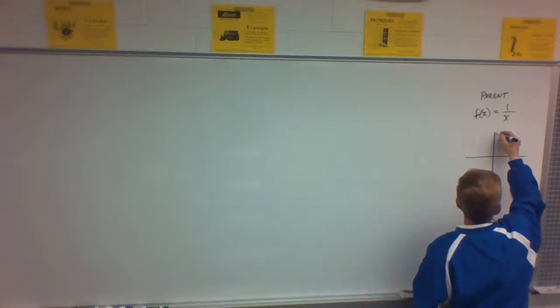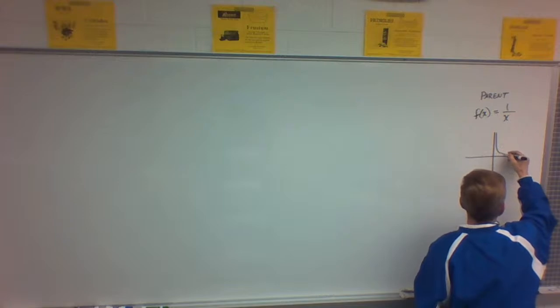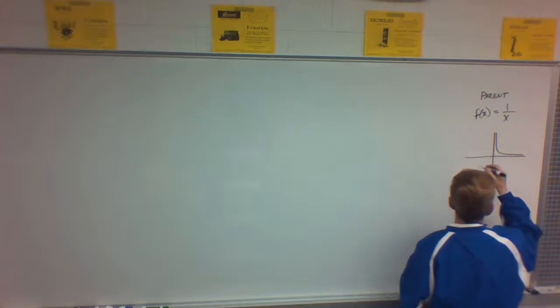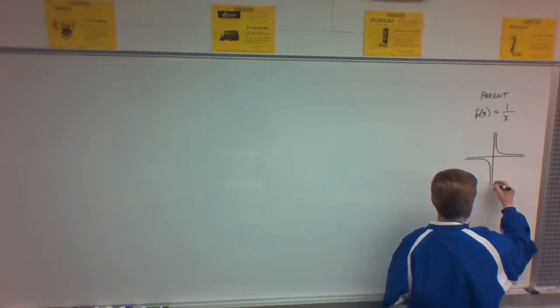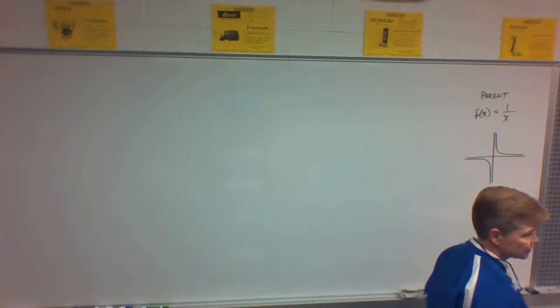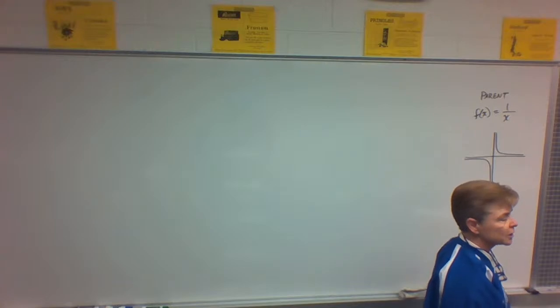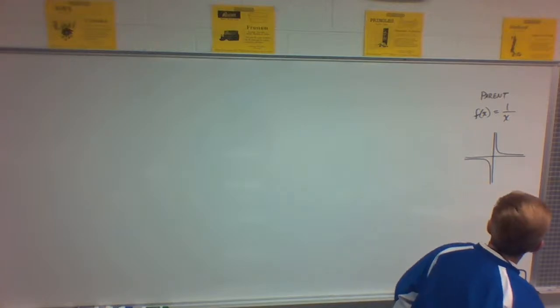It comes down, it uses the axes for asymptotes. It comes down like that in the first quadrant, and down like that in the second quadrant. So it never touches any of the axes. Now let me tell you why, and hopefully you'll remember this. I don't know if you will, but I hope you will.